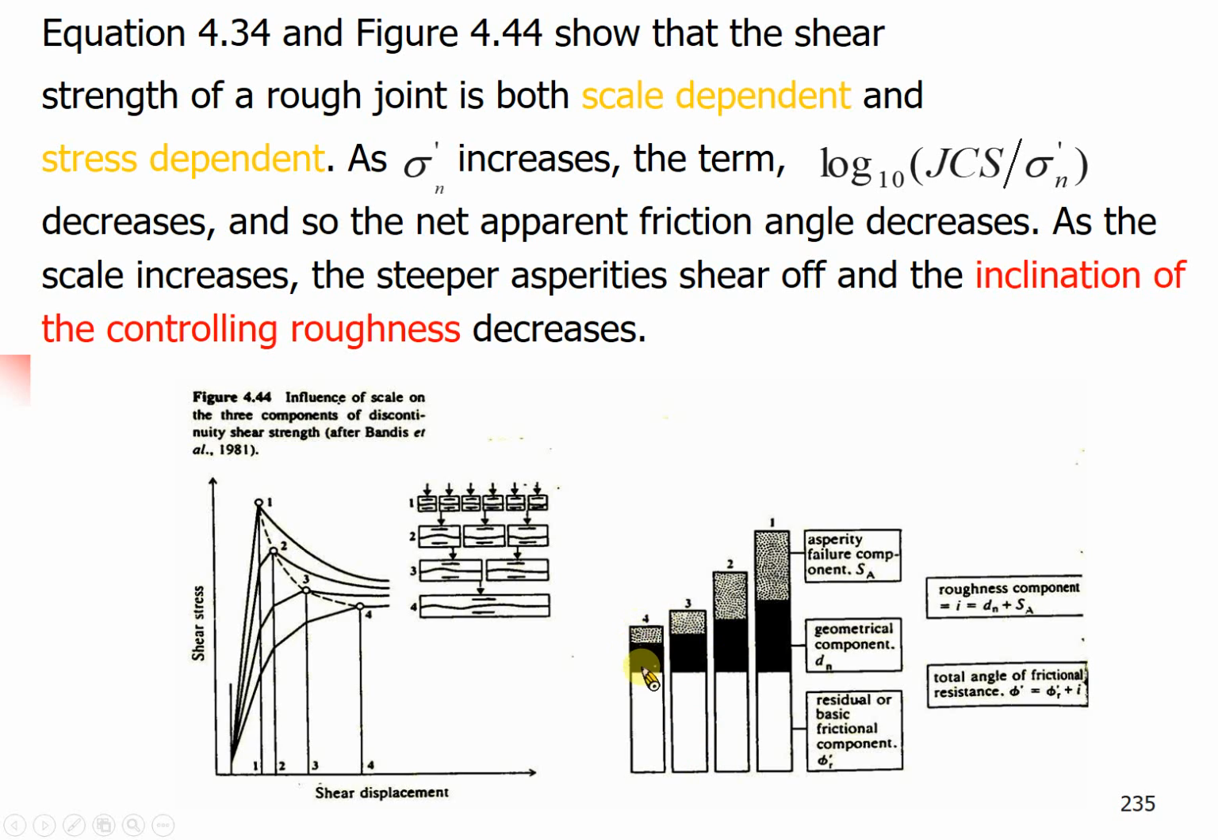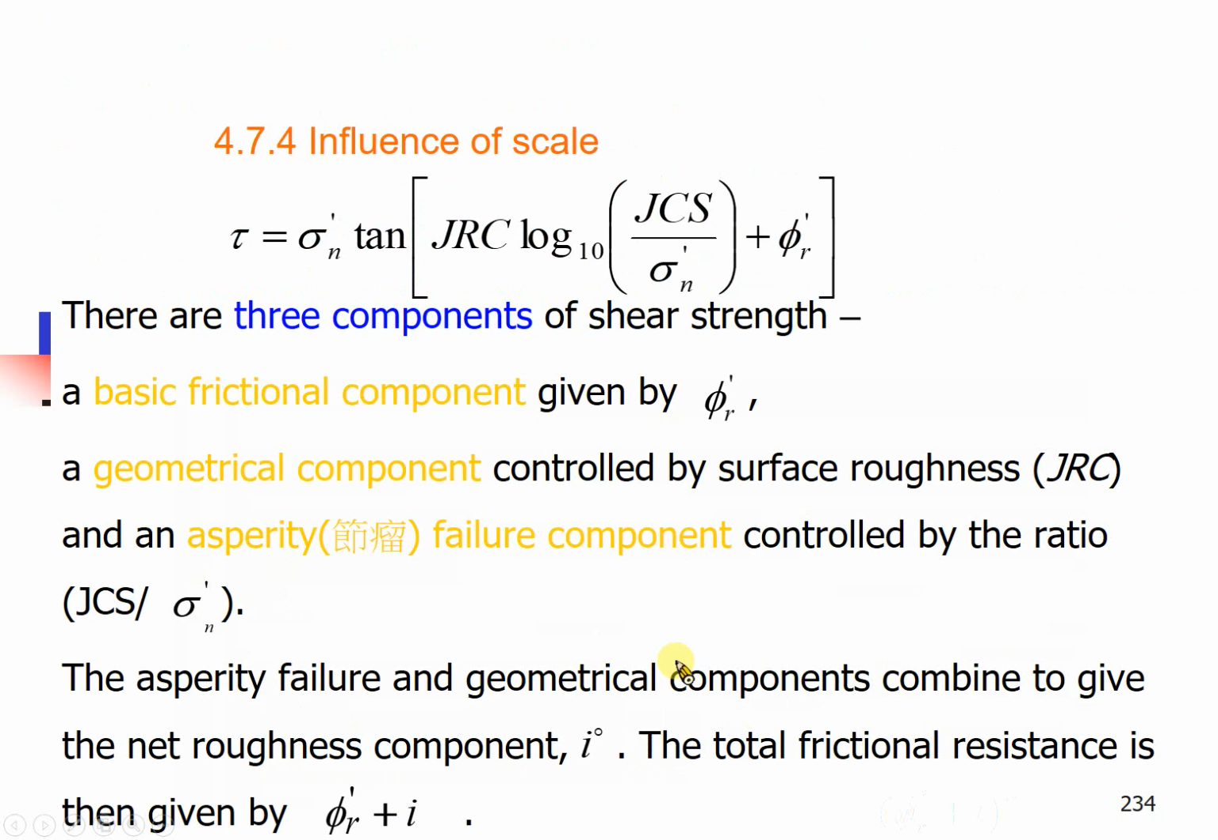And this part will be the contribution from the asperity, from roughness. If you still remember, this will be the phi B, and this part will be the I, roughness I. I already showed you the phi plus I concept, right? If we go back to this, this is the so-called phi plus I concept. This will be the phi, and this will be the I. I will be the roughness.